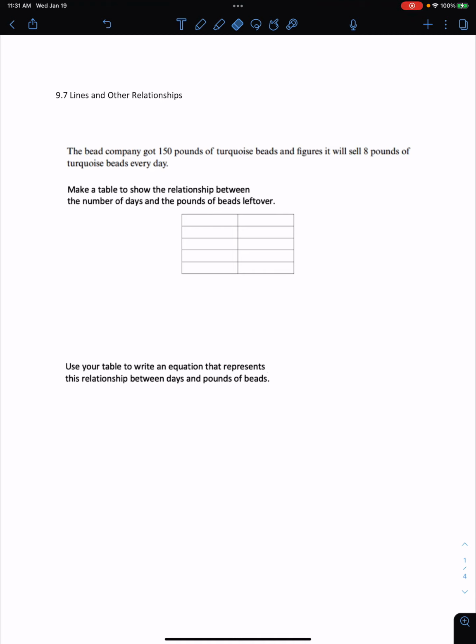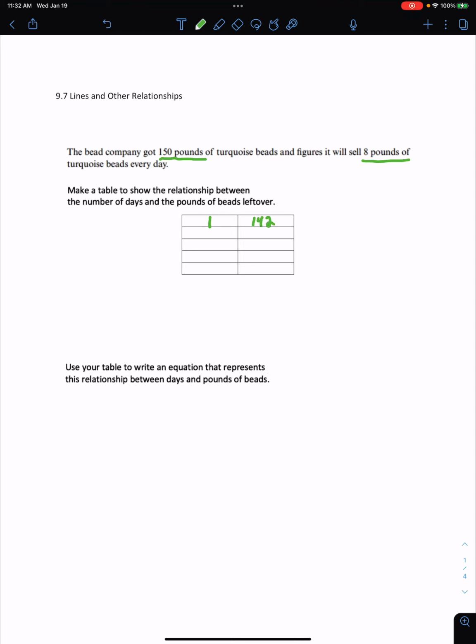A bead company got 150 pounds of turquoise beads and figures it will sell 8 pounds of turquoise beads every day. So we want to make a table and show the relationship between the number of days and the pounds of beads left over. So we are starting with 150 pounds of beads. And every day we're selling or taking away 8 pounds of beads. So after our first day, how many pounds of beads are we going to have left over? We're going to have 142 pounds of beads.